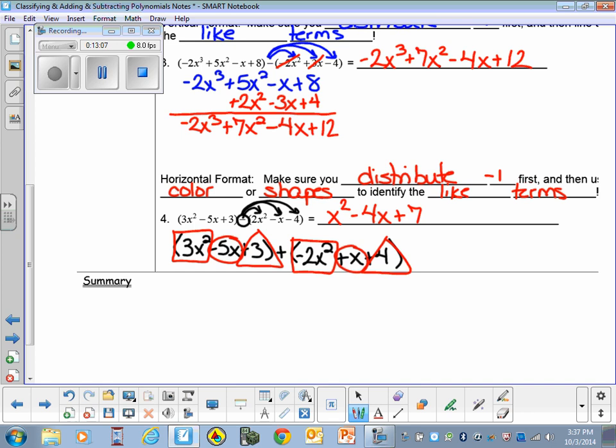All right, so you need 3 questions, 1 for classifying, 1 for adding, 1 for subtracting, and a summary.